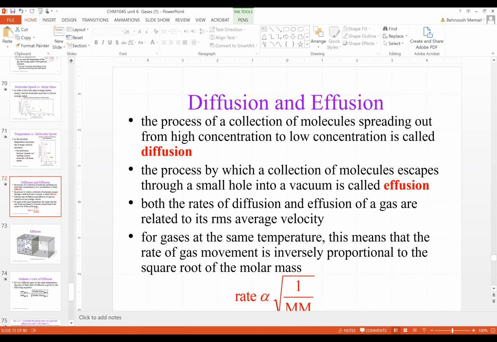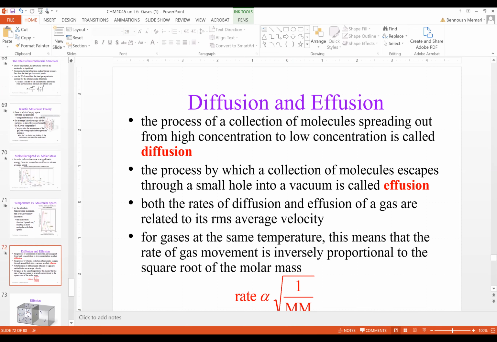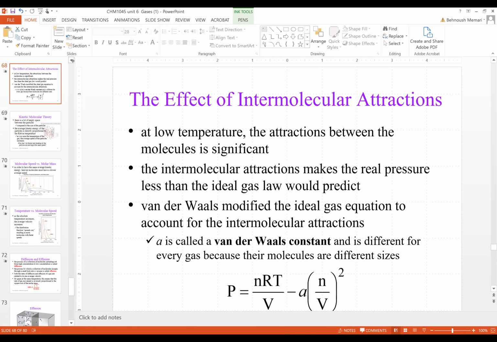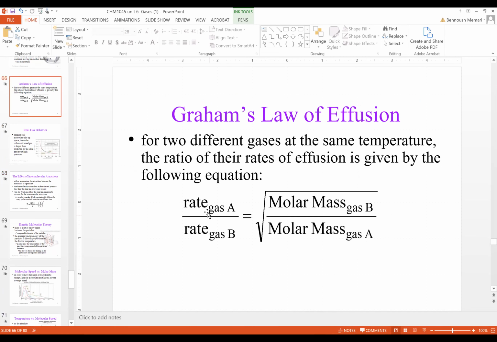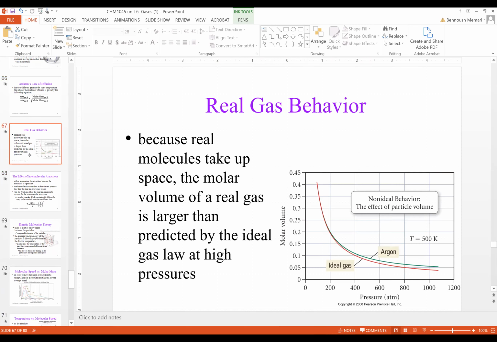So we have here two formulas. One is the rate of effusion. The rate of effusion of gas A over the rate of effusion of gas B is inversely proportional to the square root of the molar masses. So don't forget this square root, and make sure that if the rate of B is down, the molar mass of gas B would be up, inversely proportional. So this is one of the formulas that we are using.